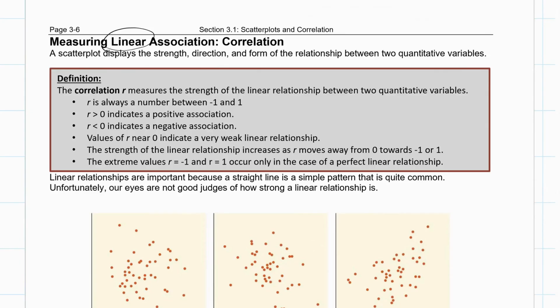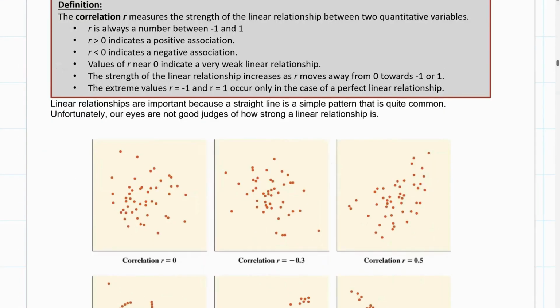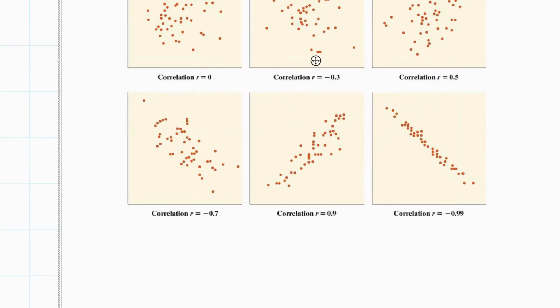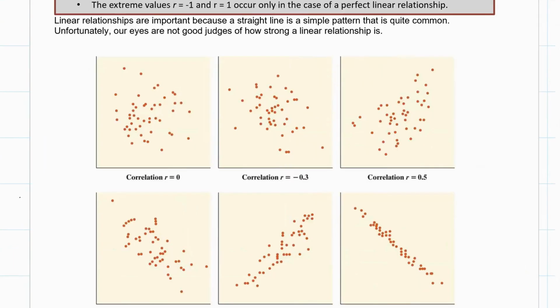The strength of the linear relationship increases as R moves away from 0 and toward either -1 or +1. Extreme values of -1 and +1 only occur when there's a perfect linear relationship. And so, unfortunately, you're not going to be really good at judging correlation in the short term, but here are 6 different examples. And you can see from a situation where there's a weak relationship or no relationship, correlation 0, to these kinds of weak relationships. So you can see a slight general negative trend there.